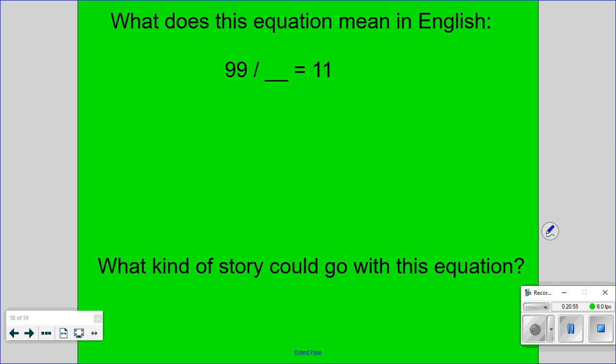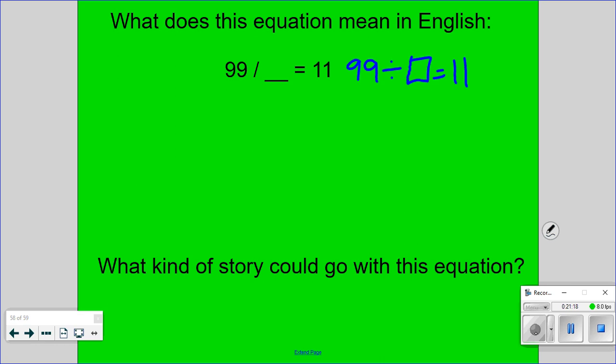Oh, 99 divided by box equals 11. Think about what that means. Then you can draw a picture. Then you can start to work on that problem. I'll give you some time to think and then we'll share.